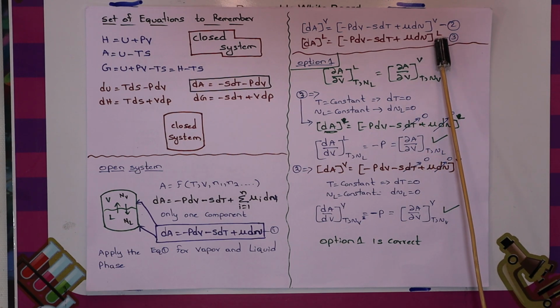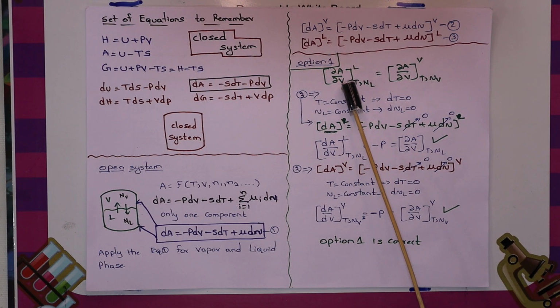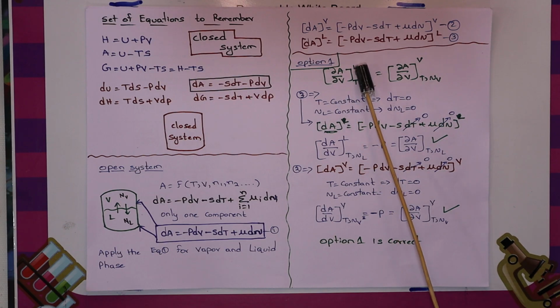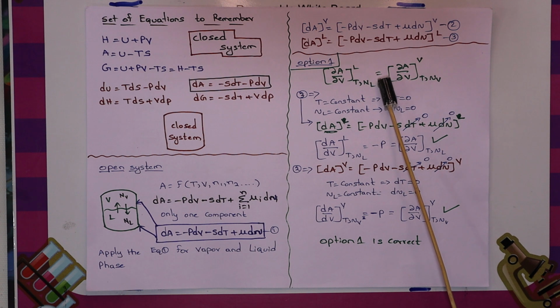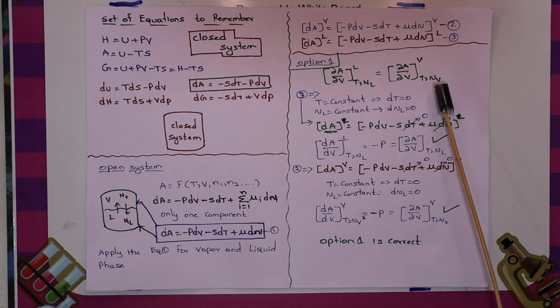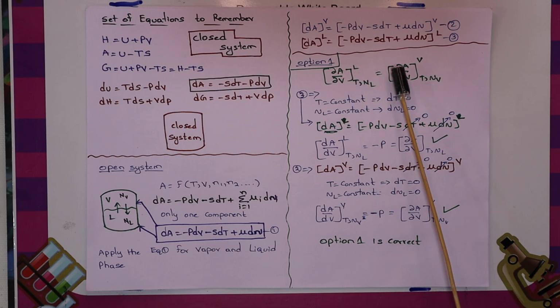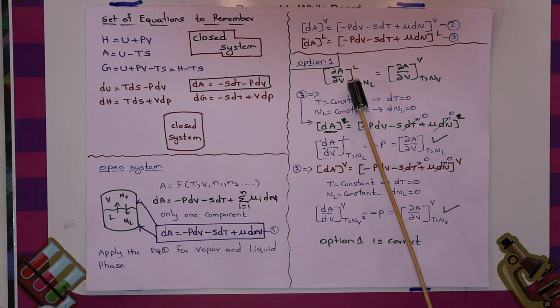So using these expressions for vapor and liquid, let us explore option 1, and check whether it is correct or incorrect. It is given that ∂A/∂V for a liquid phase at constant temperature and constant moles of the liquid will be equal to ∂A/∂V in the vapor phase at constant temperature and constant moles in the vapor phase. That means, according to option 1, these two expressions should be the same when evaluated.